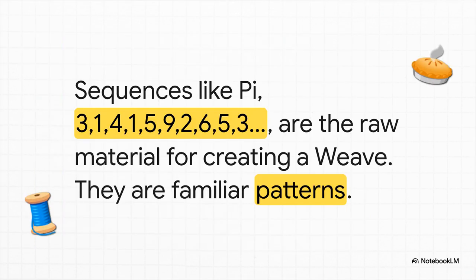To make this super clear, just think about a sequence we all know, like the digits of pi. This string of numbers right here is the perfect example of the raw material that can become a weave. It's a pattern we recognize, but it's just one of countless threads we can start pulling on.